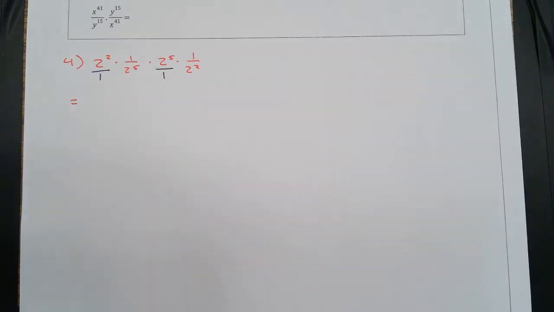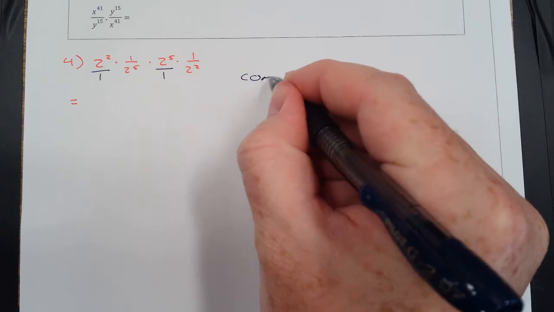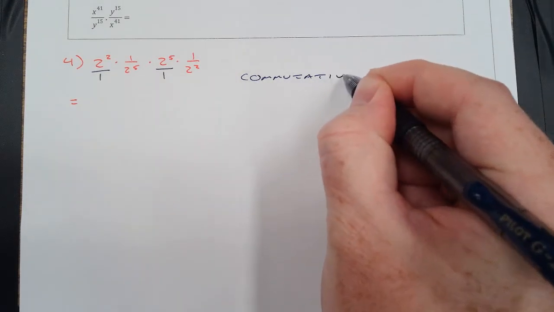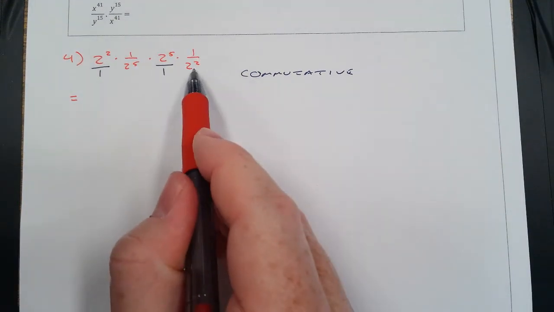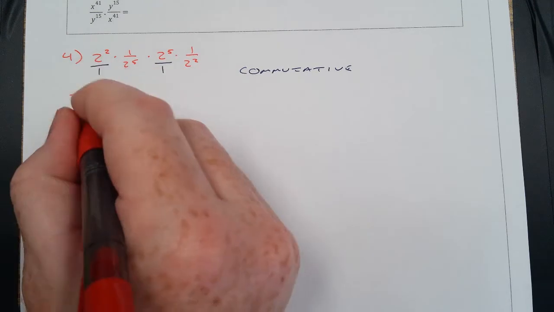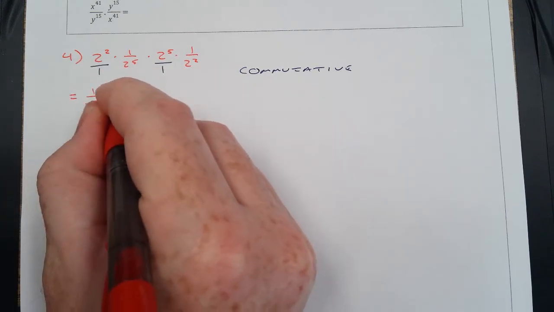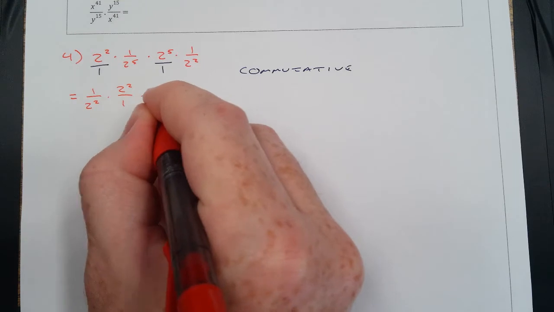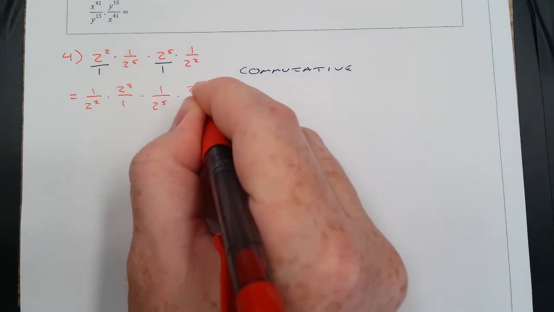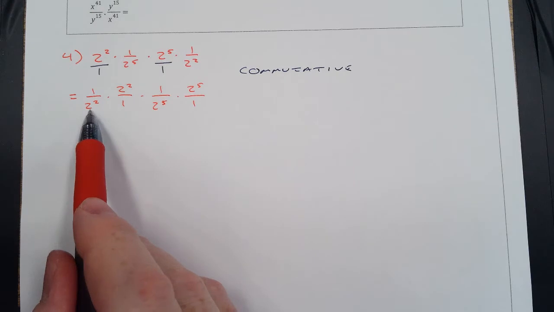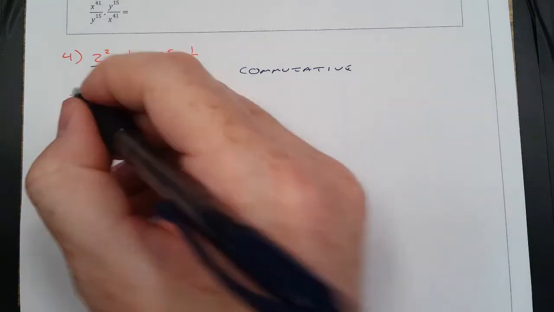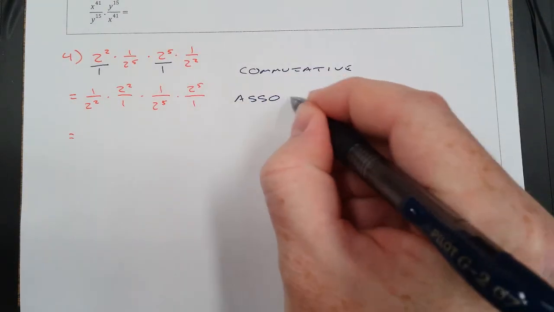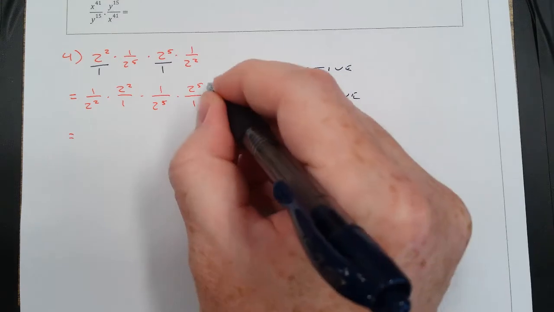So change to fractions. And then, because it's all multiplication, I can use the commutative property. I can put the numbers I want next to each other. So for example, this one on the end, I'm going to move it to the front. And the reason why will be obvious in a second. Because now, look at these. These match. So what I want to do next is use the associative property to make groups. And those are my groups.